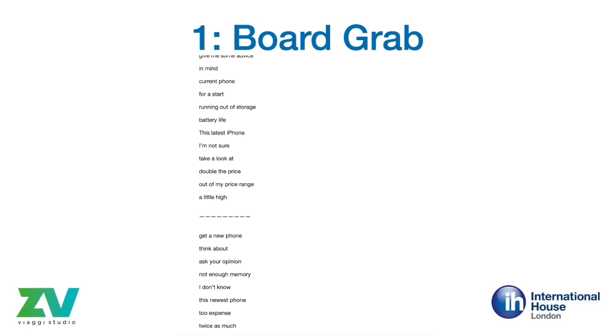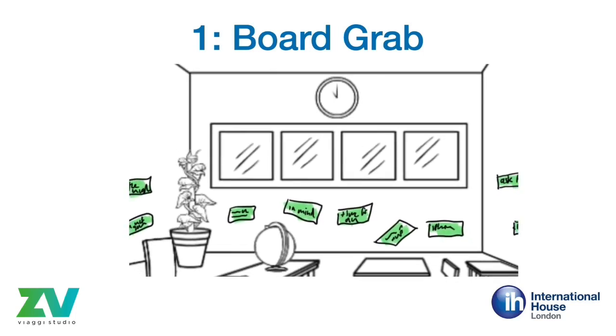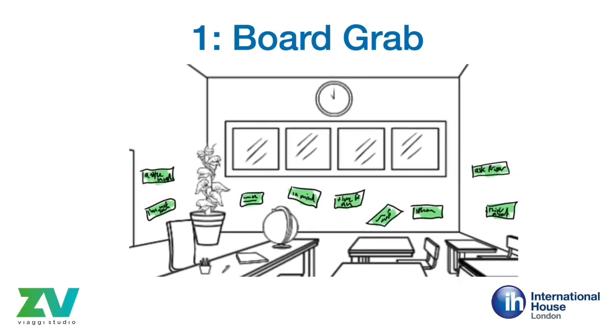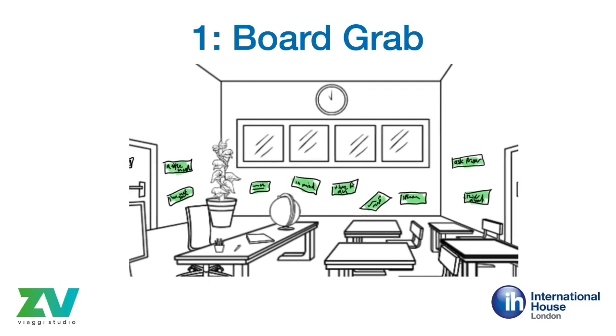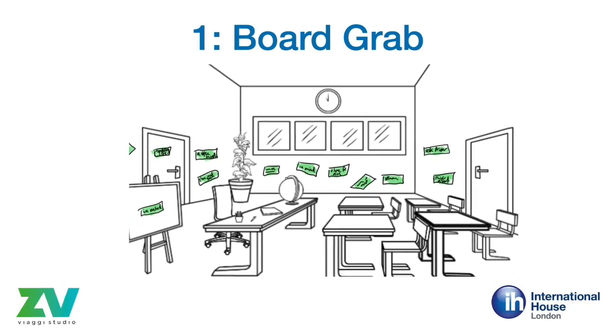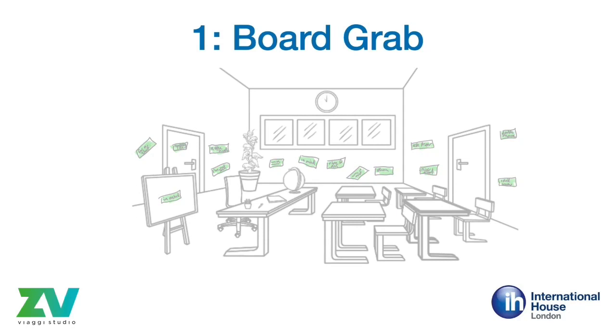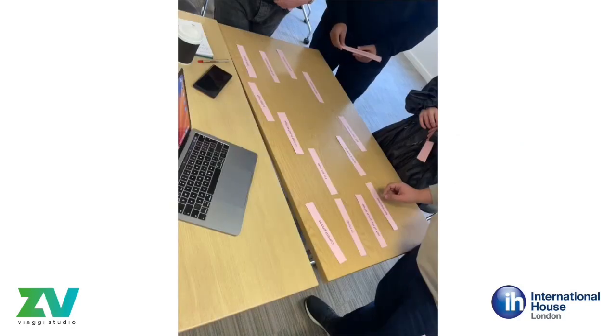It's called a board grab because you stick the vocabulary on the board, but you can also put it around the room. If you have classes of under 20, this would work well. For example, dividing them into 2 groups of 10. The teacher plays the recording and the students have to run and grab any collocations that they hear, winning points for their team.